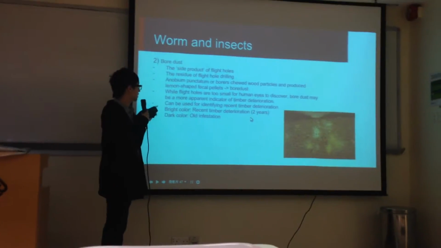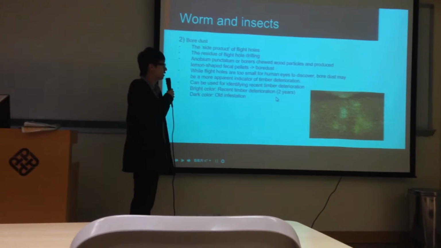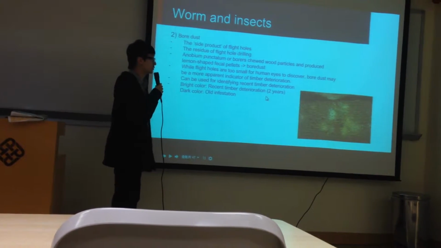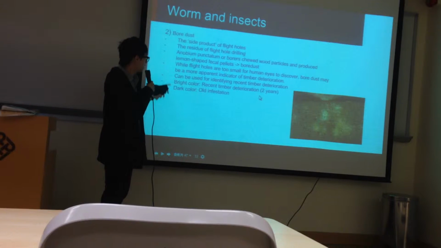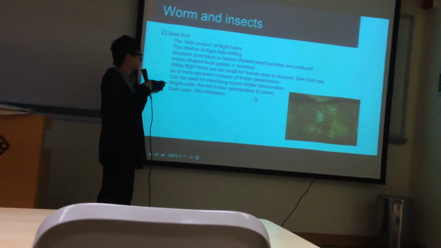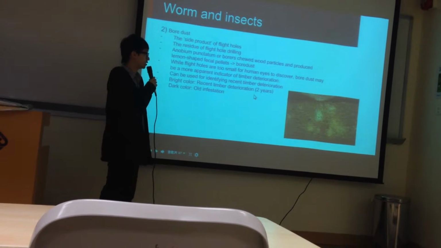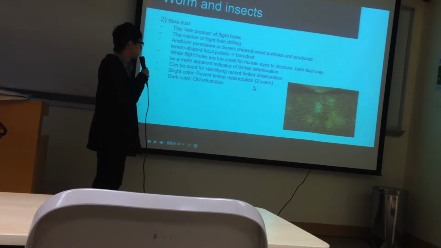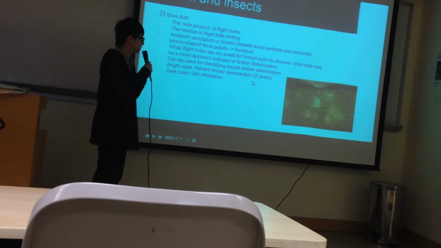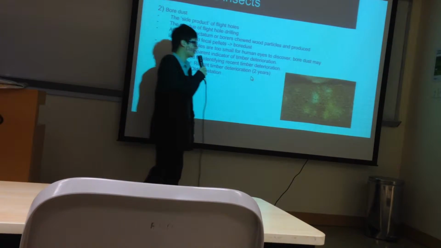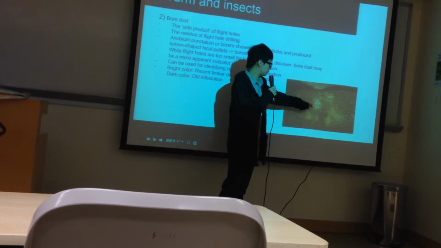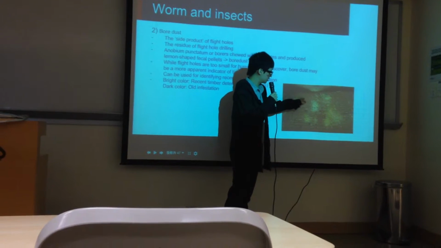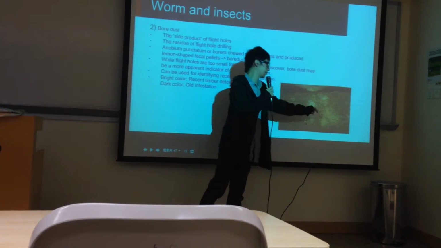The color of it can be used for identifying whether the timber deterioration is a recent one. The bright color represents recent timber deterioration, generally within 2 years, and the dark color represents old infestation. In the photo, this is the bright color borings, and this is the dark color of borings.